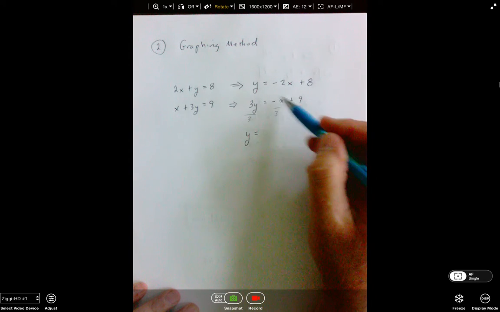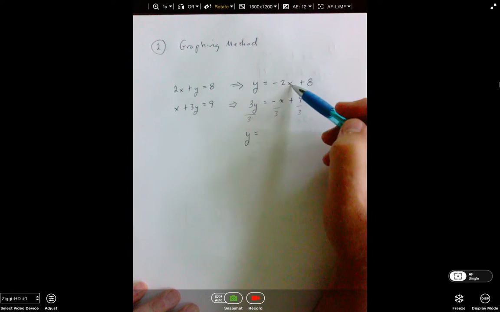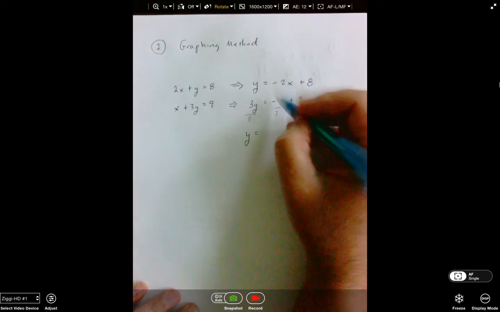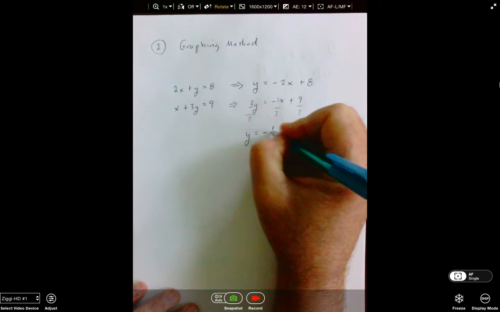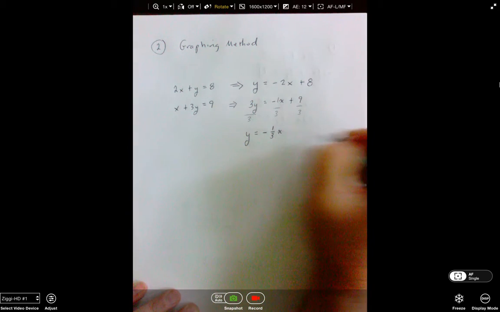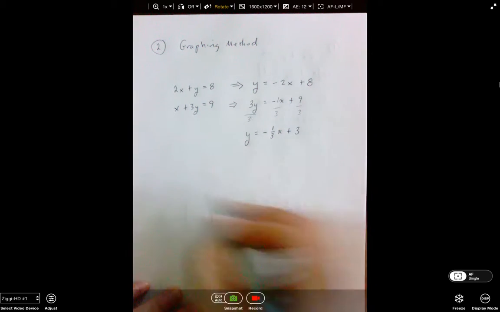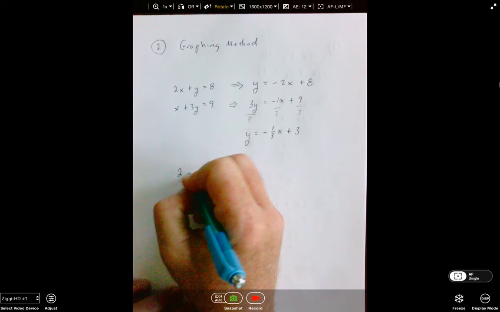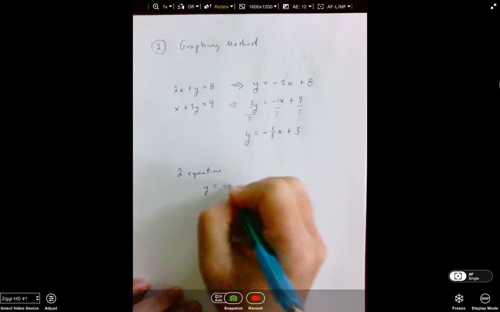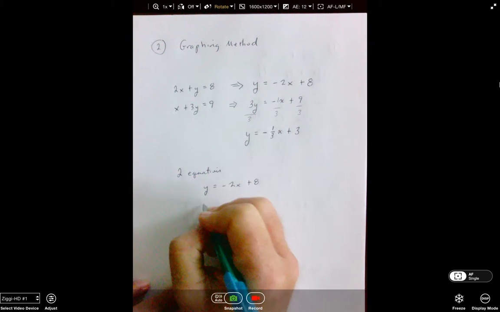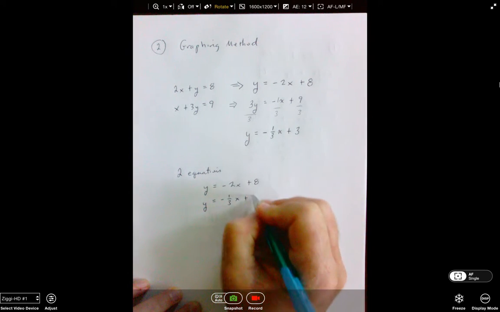Now students sometimes flip out on this. What's this -x over? I like to keep things where we have a coefficient in front of the x, and we can just think about this as always just 1x. So I would think of this as -1/3 x plus, and of course 9 over 3 is just positive 3. So what I have is two equations: y equals -2x plus 8, and y equals -1/3 x plus 3.